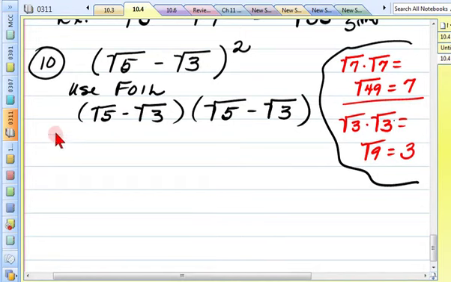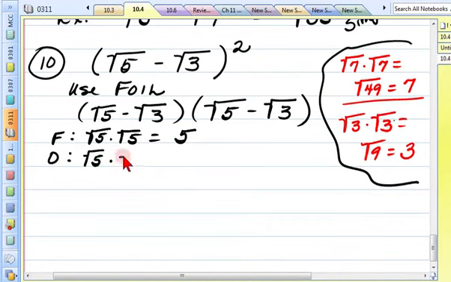All right, product of the first. I'm going to write it all out for this one problem. It's the square root of 5 times the square root of 5, which is the square root of 25, which is 5. And you really will save yourself some grief if you recognize that a square root times itself, the radicand pops out. Outer product. It's going to be the square root of 5 times the negative square root of 3, which gives me what?